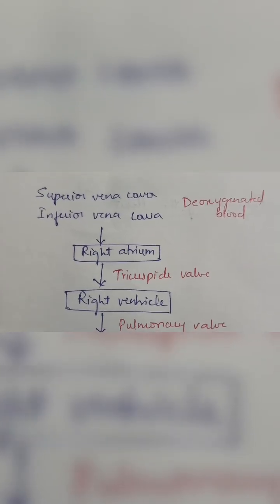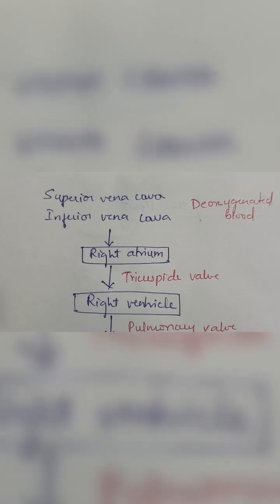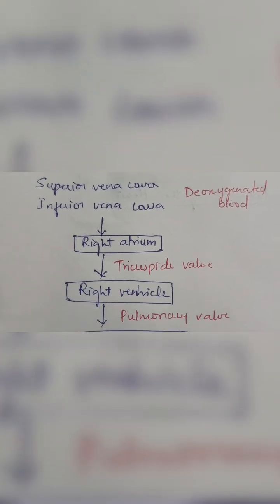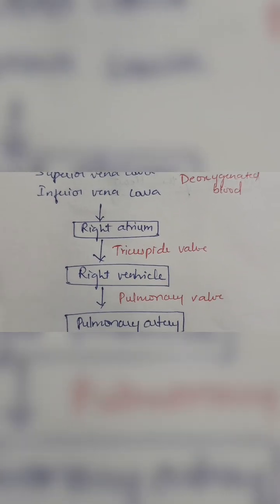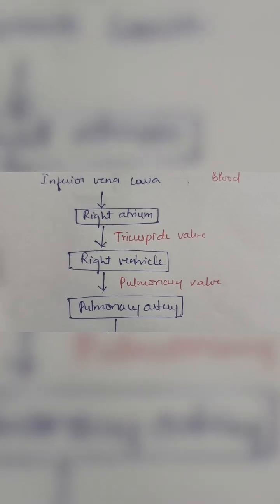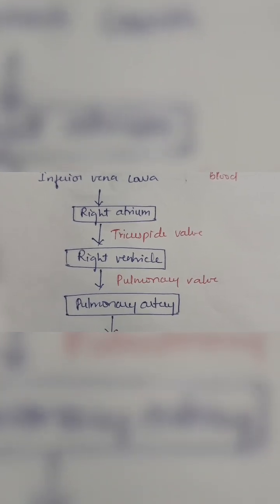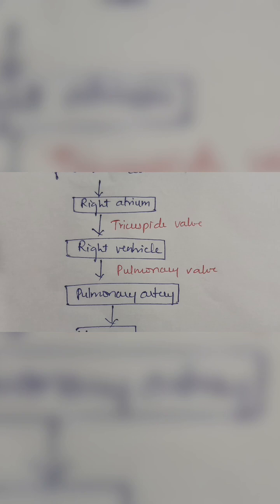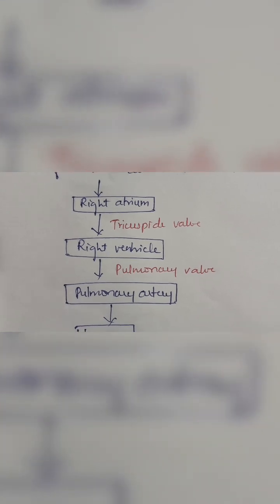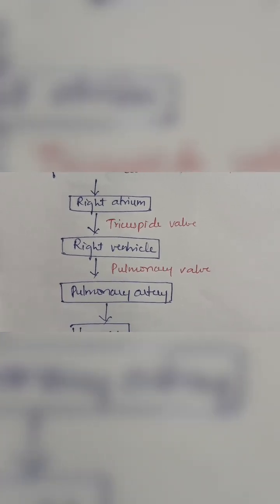The deoxygenated blood from the superior and inferior vena cava enters the right atrium, and the blood from the right atrium enters the right ventricle by passing through tricuspid valve. From the right ventricle, the blood passes to the pulmonary artery by passing through the pulmonary valve.